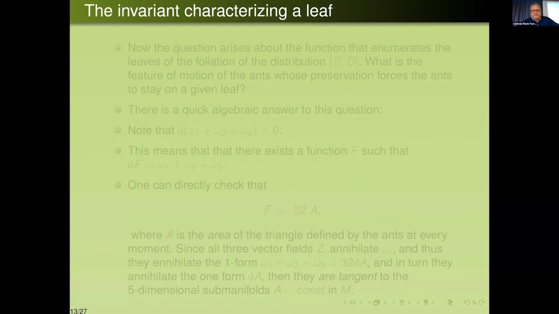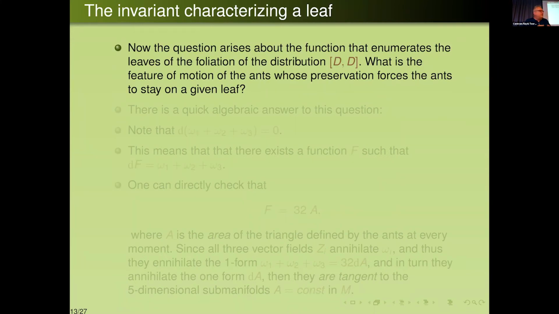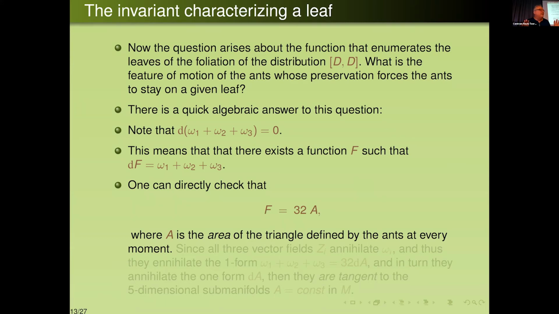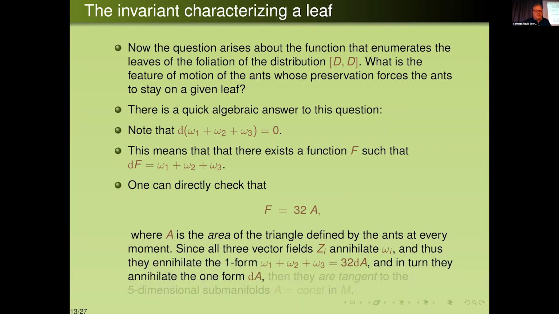So the immediate question is, what is the physical quantity that defines a leaf, right? What is the invariant here that defines the leaves? There is a quick algebraic answer to this. One can very quickly see that the differential of these 3 one-forms that annihilate the distribution is 0, meaning that we have this, and this F turns out to be area. Okay, so if you just think about what it means, it means that these integral manifolds are manifolds of a given area of the triangle.